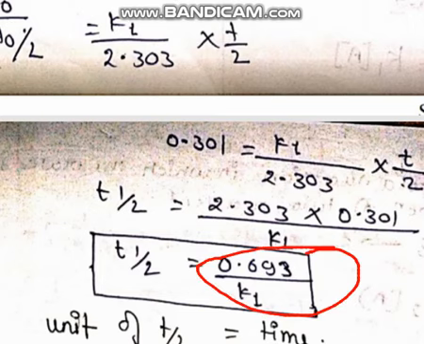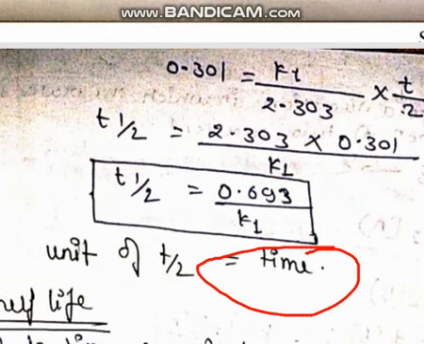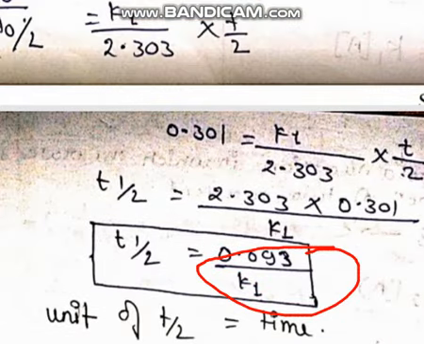The unit of t half will be in time. If time is in minutes, then the unit will be minutes, and if the time is in hours, then hours. If it is in seconds, then it will be seconds. So that is all about the drug following first order kinetics.